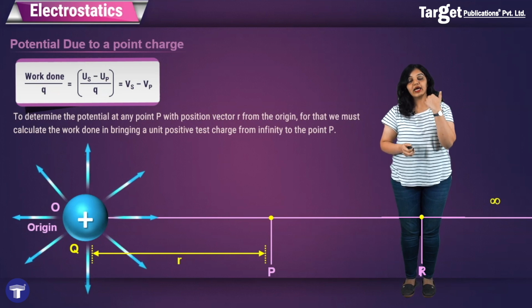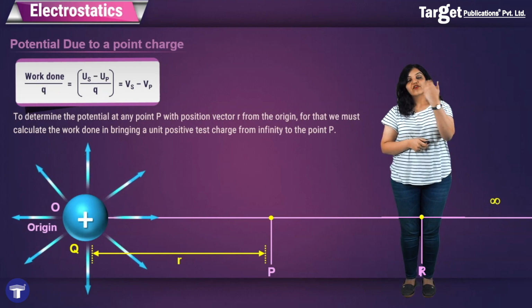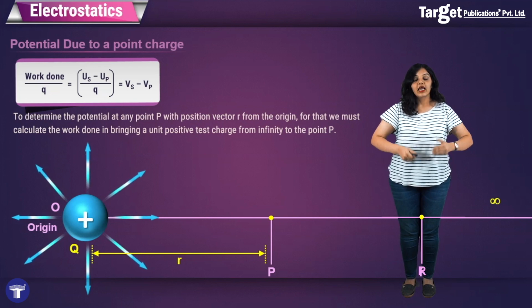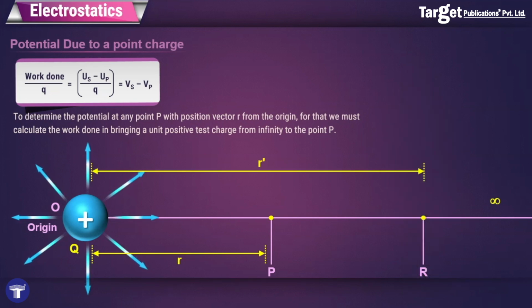So when I'm trying to bring the unit positive charge from infinity to a point P at some intermediate point, let's say that point is R, in some point in between, where the distance from the point charge is r dash, when I'm bringing this charge from infinity to P, we will stop at some point R.